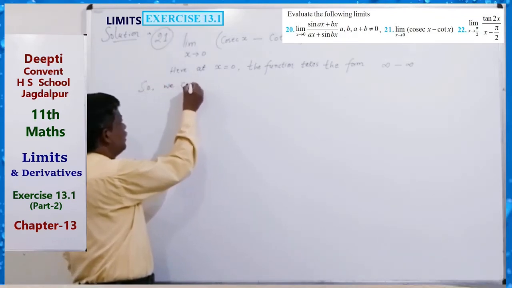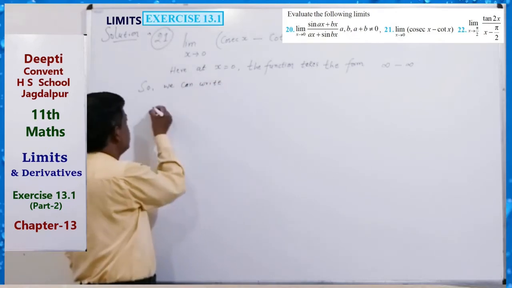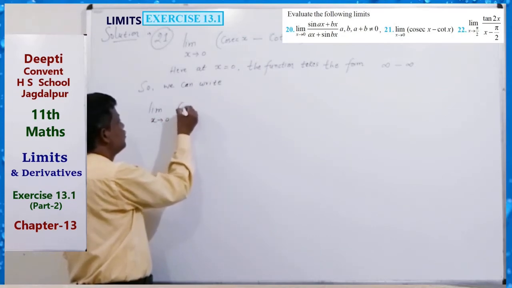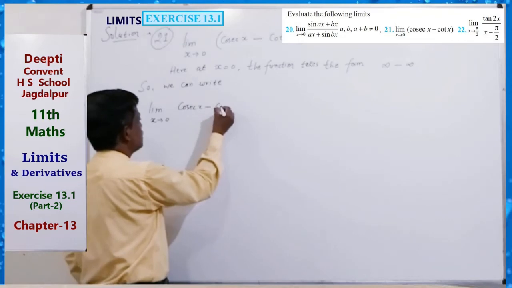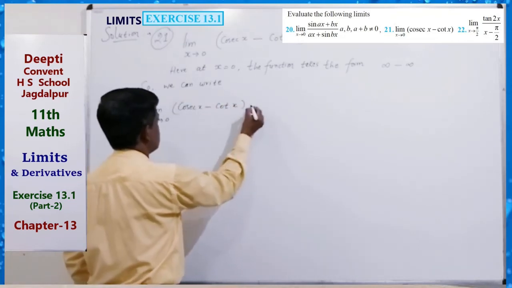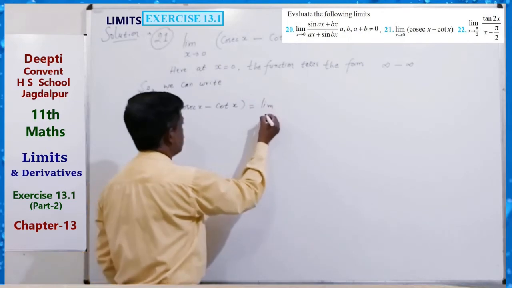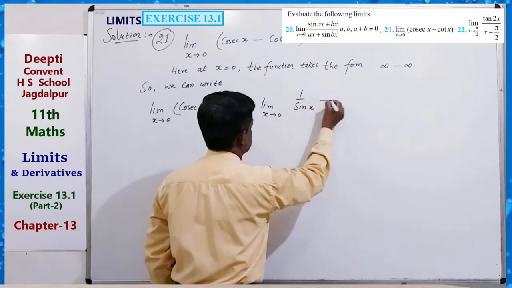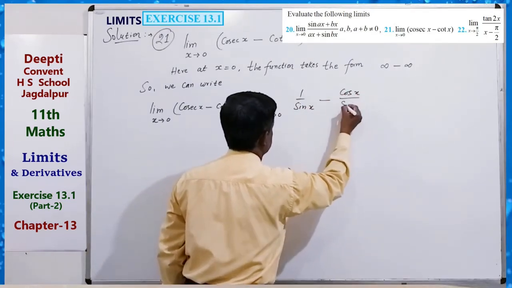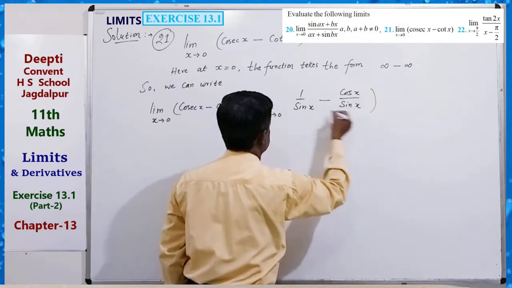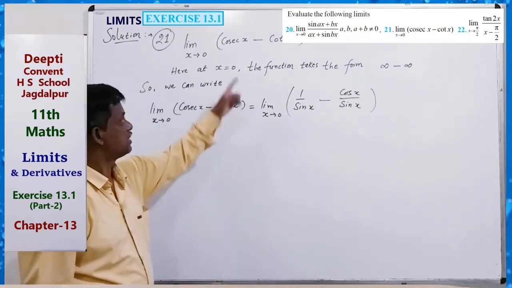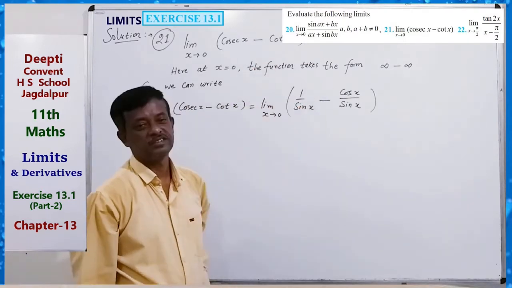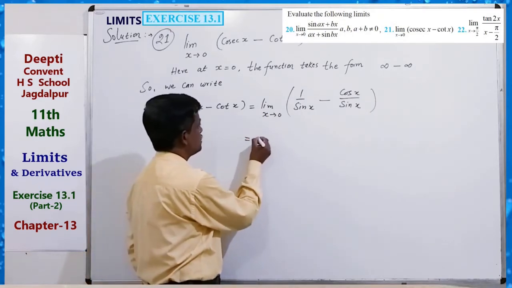So we can write limit x tending to 0 of cosec x minus cot x as limit x tending to 0 of 1 by sin x minus cos x by sin x. This will be the format. Cosec x equals 1 by sin x, minus cot x, which means cos x upon sin x. So take the LCM.